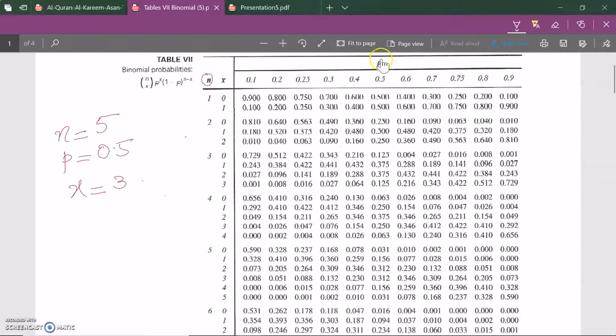So what you're going to do now, look at this. This is p. This is x, right? We're going to first go to n equals 5. Please pay attention. Out of these n equals 5 rows, we're looking for x equal to 3. And at the top, you're going to look for p equals 0.5, because here p is 0.5. So you're going to go across like this, and we have to go down like this.